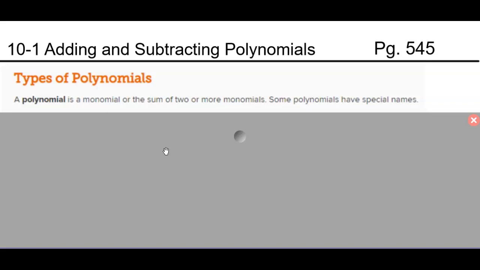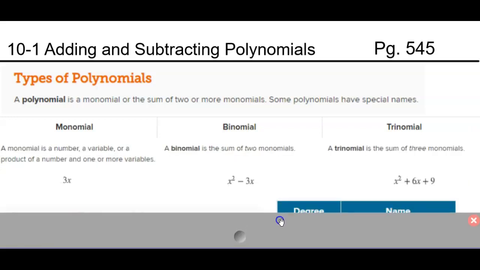So just talk about what a polynomial is. It is a monomial, or the sum of two or more monomials. And polynomials, they can have special names. So let's just go through a few examples of those right here.